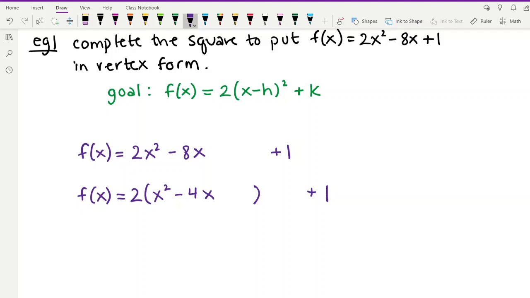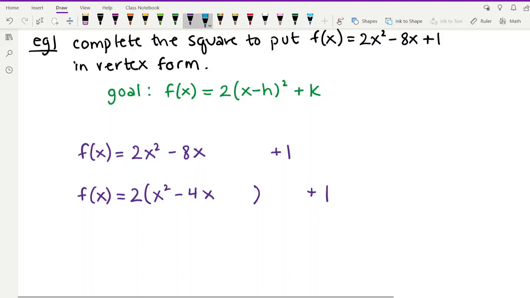One thing that I think is always good is, at any step along the way, to check if you were to multiply things back out, would you still get the original function? And you would here, right? If you multiplied this back in, you'd get 2x squared minus 8x. You would not be multiplying this 2 with this 1, because it's outside. And so you'd get 2x squared minus 8x plus 1, which is exactly what we started with.